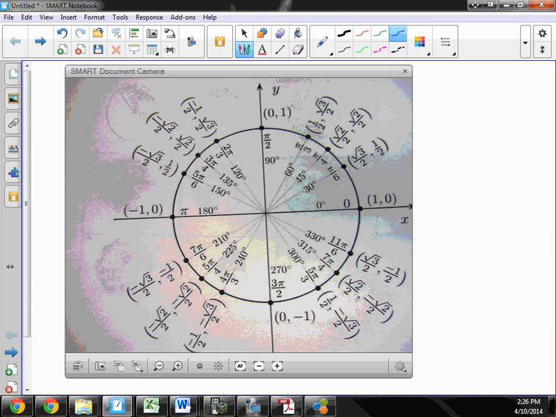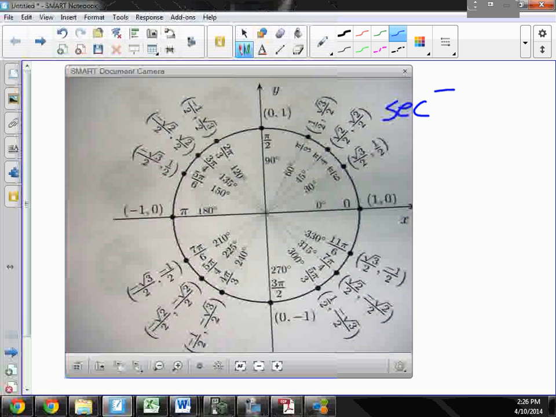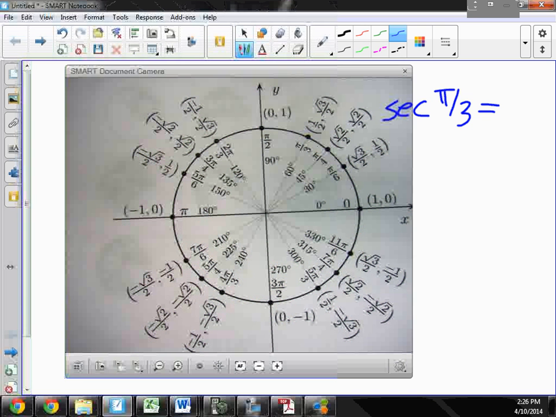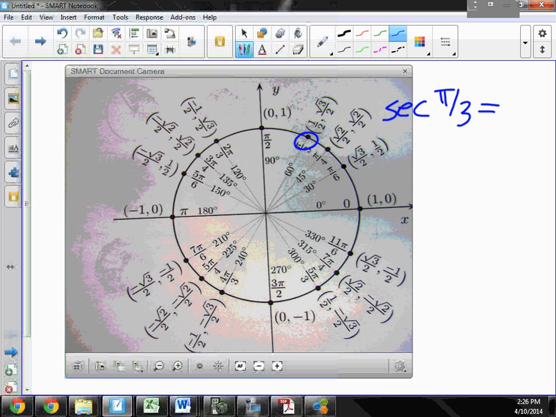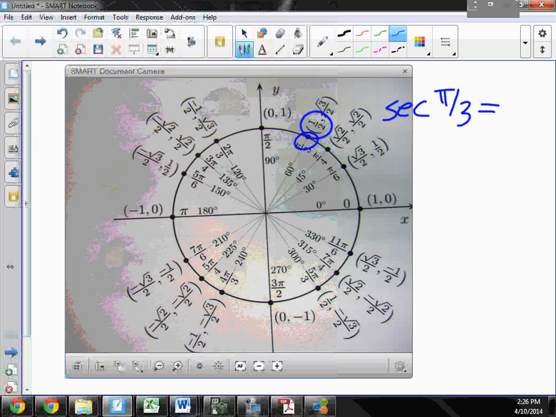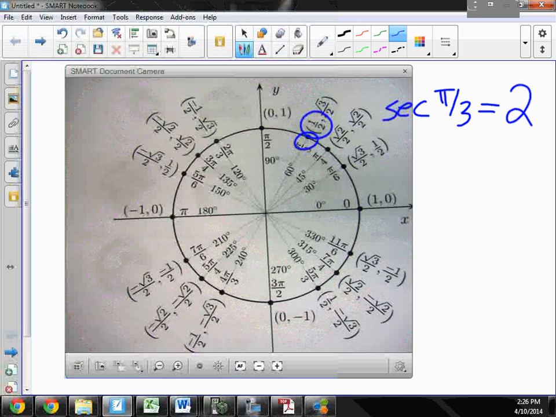How about the secant of pi over 3? Secant is the reciprocal of cosine. So here's pi over 3. Cosine is the x. So it's the reciprocal of 1/2, which is 2. Good. All right.